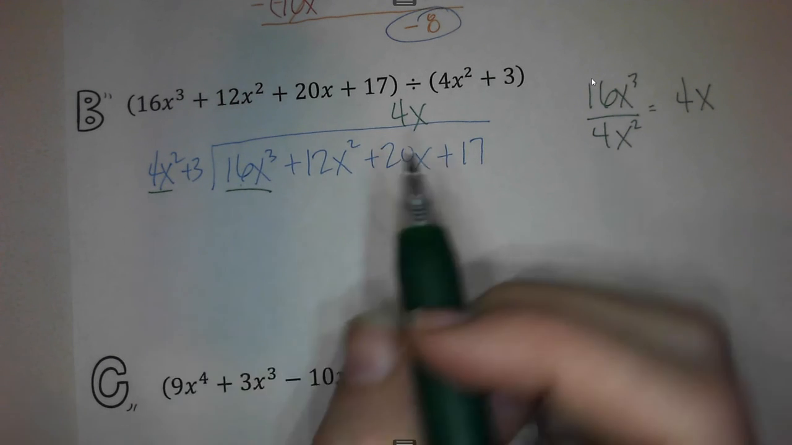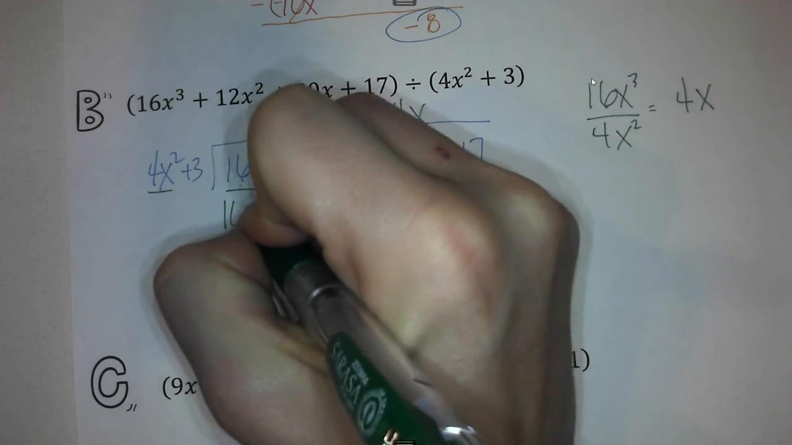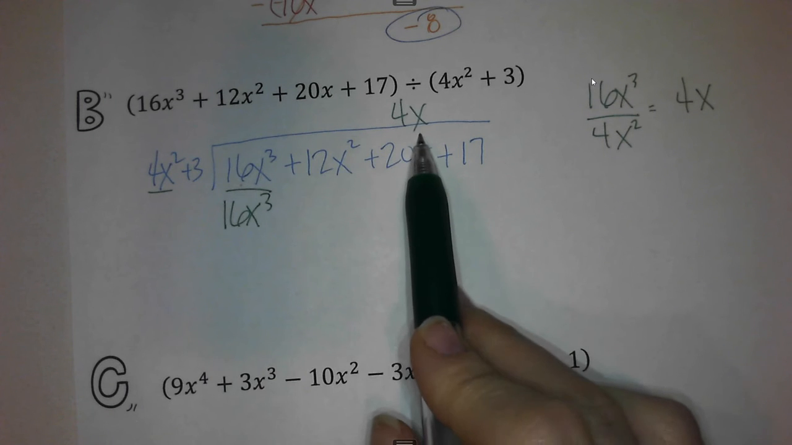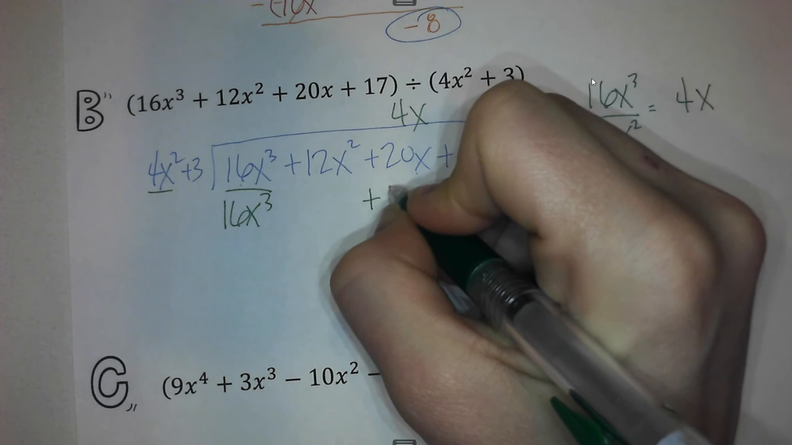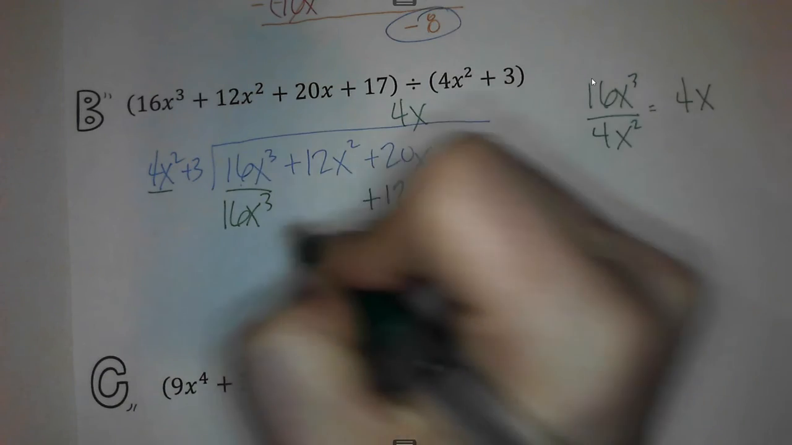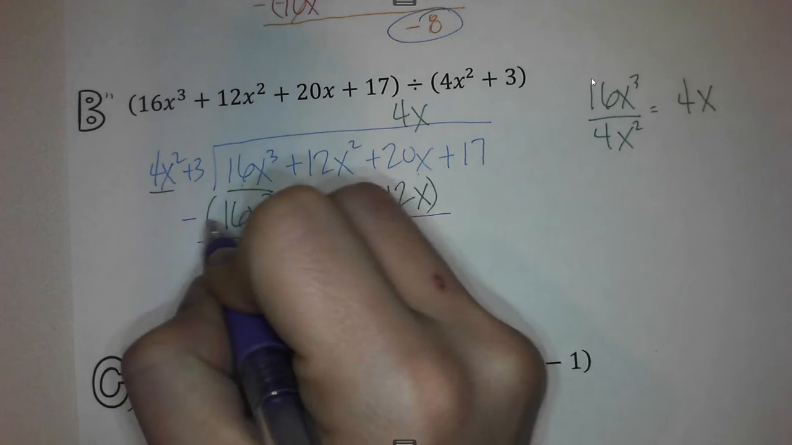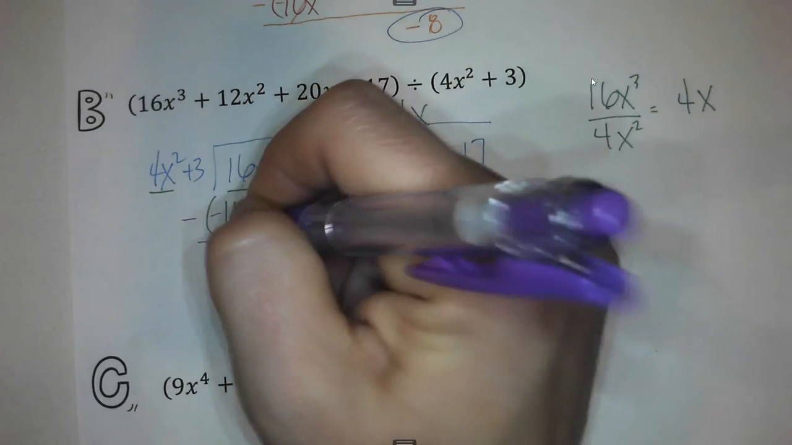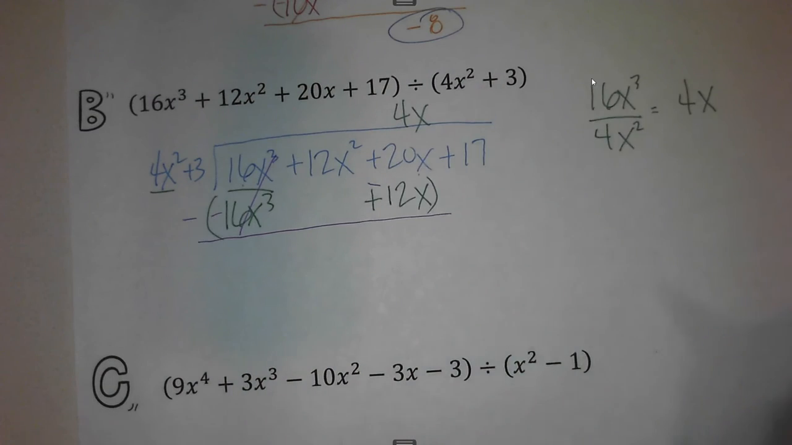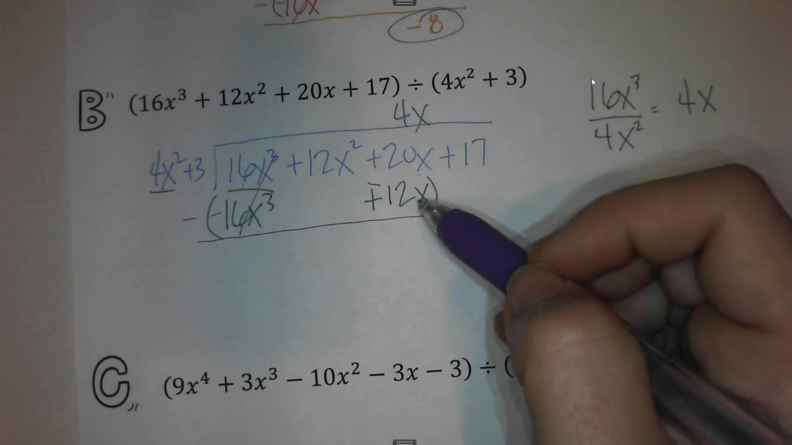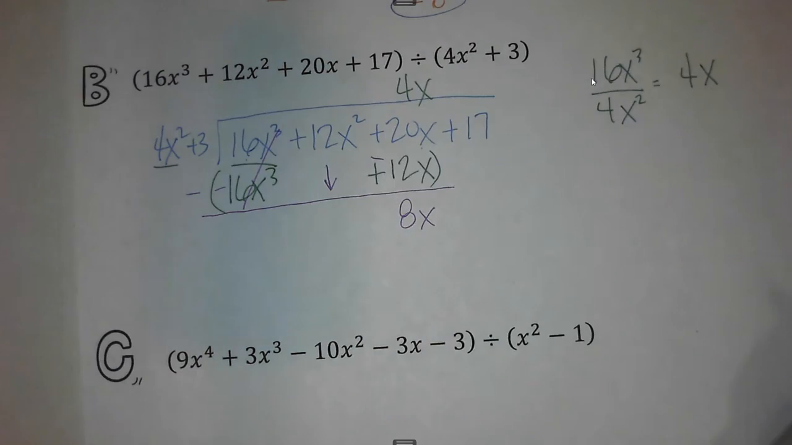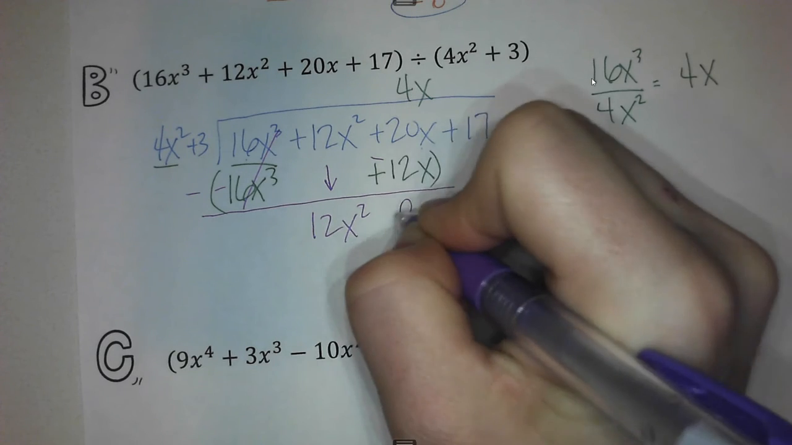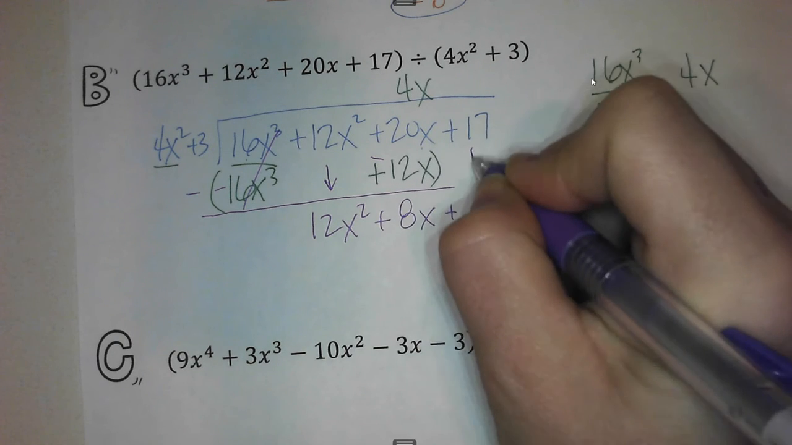4x times 4x squared, 16x to the third. 4x times 3 is positive 12x. Parentheses so that we can take the opposite. So 16x to the third minus 16x to the third, those cancel out. This becomes minus, so we've got 20x minus 12x. Leaves us with 8x. This one drops down. Don't forget about it. I almost did. This one drops down.